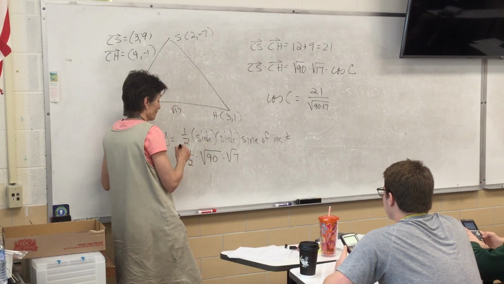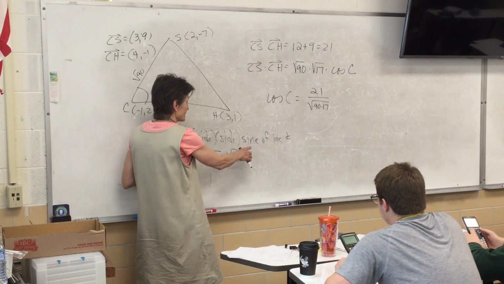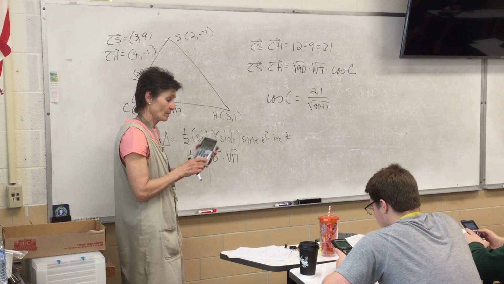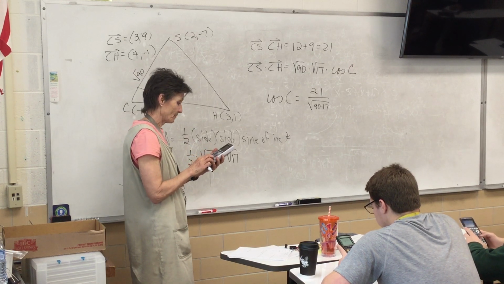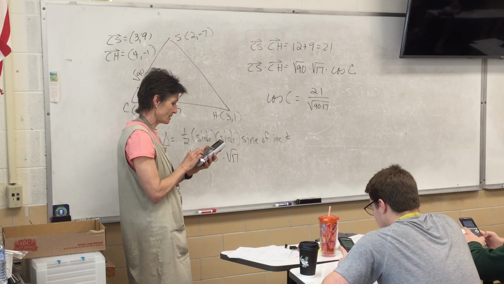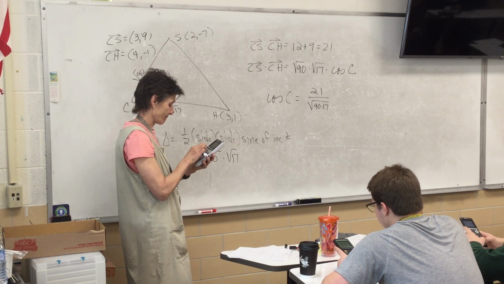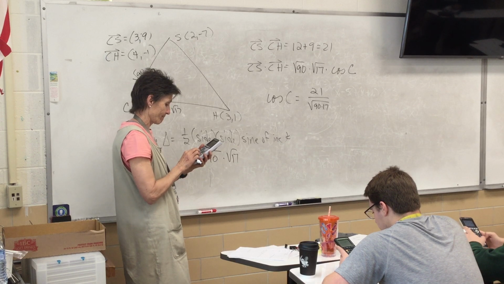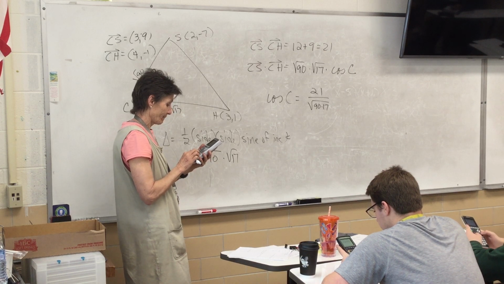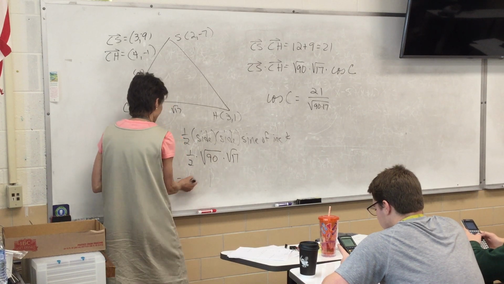So when I'm finding the area, I'm going to take 1/2 times root 90 times root 17 times the sine of what's on my calculator. So let's do that. So 0.5 times the square root of 90 times the square root of 17. Oops, I need to close the parentheses. Times the sine of my answer. Goodness, I got 16.5.